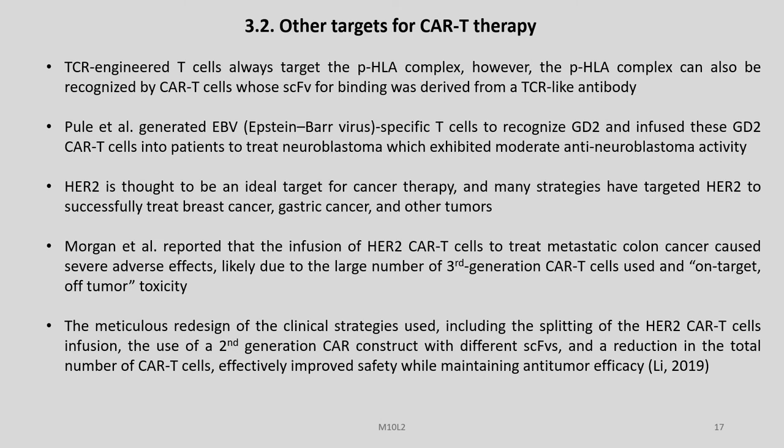HER2 is thought to be an ideal target for cancer therapy, and many strategies have targeted HER2 to successfully treat breast cancer, gastric cancer, and other tumors. Morgan et al. reported that the infusion of HER2 CAR T cells to treat metastatic colon cancer caused severe adverse effects, likely due to the large number of third generation CAR T cells used and on target off tumor toxicity. The meticulous redesign of the clinical strategies used, including the splitting of the HER2 CAR T cell infusion, the use of a second generation CAR construct with weaker scFvs, and a reduction in the total number of CAR T cells effectively improve safety while maintaining anti-tumor efficacy.